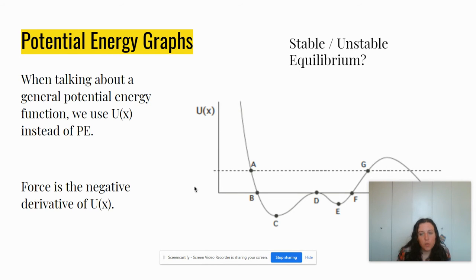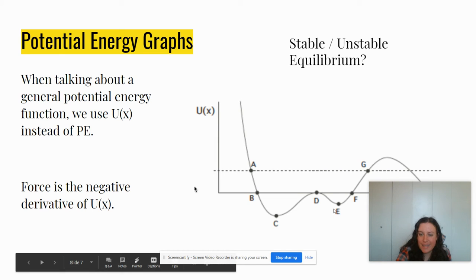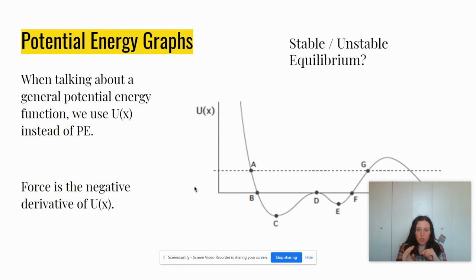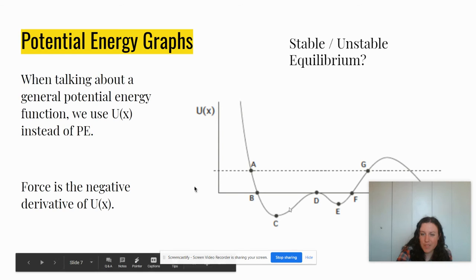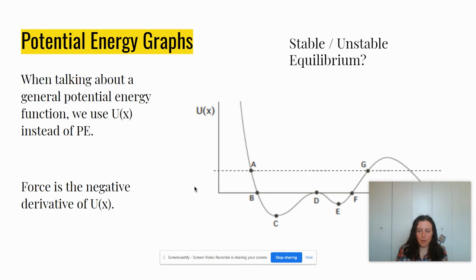We have multiple points of equilibrium, stable and unstable. So stable is going to be C and E. Those are the points, if you just push it a little, it's going to eventually come back to C or E. Now, unstable is something like D. If you have a marble sitting there, you push it a little, it's never making it back to D. So it's unstable there.